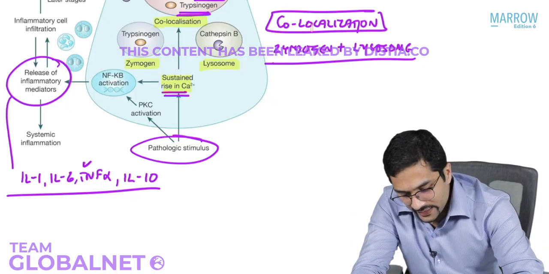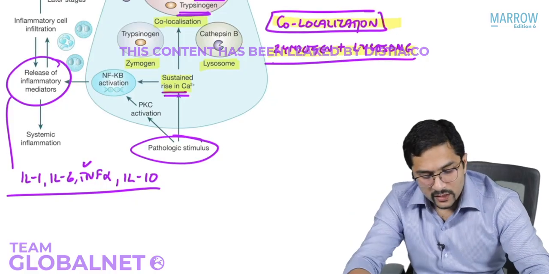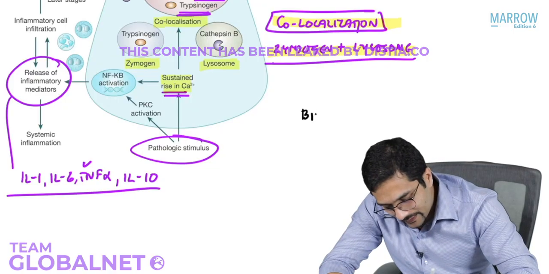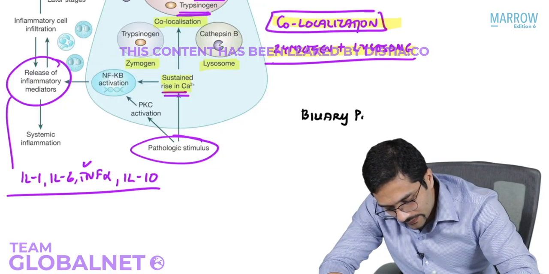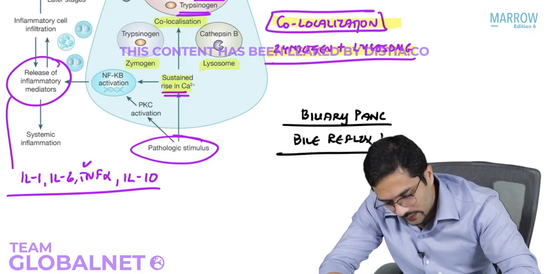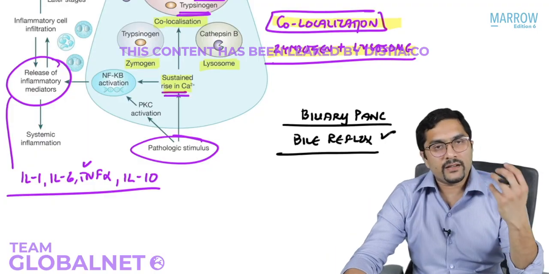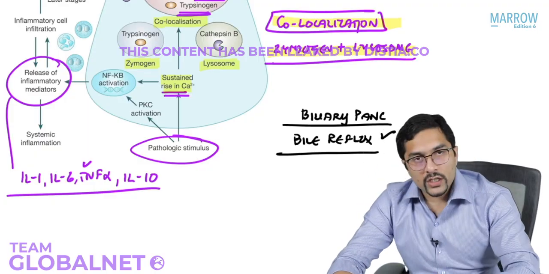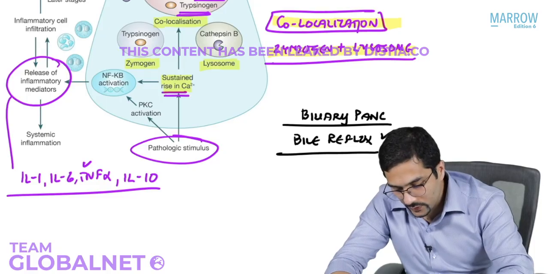The theory behind it is the co-localization theory. In biliary pancreatitis, there is also a role of bile reflux. They say because of increased pressure, there is bile reflux, which can trigger this inflammation. So this was the pathophysiology of acute pancreatitis, which I wanted you to know.